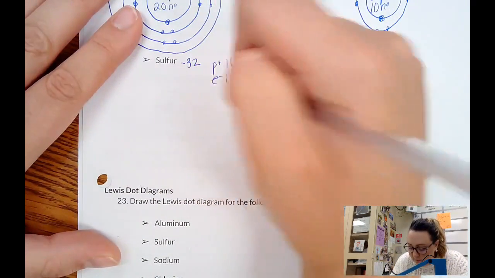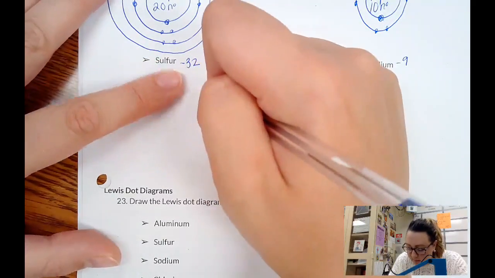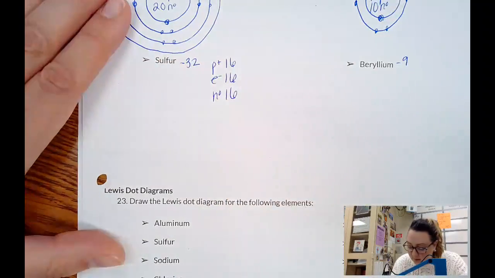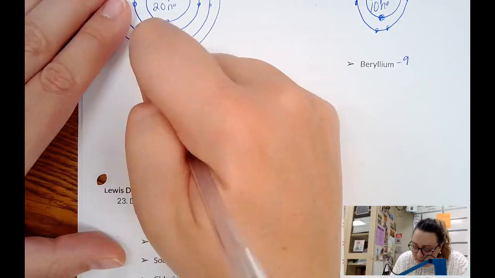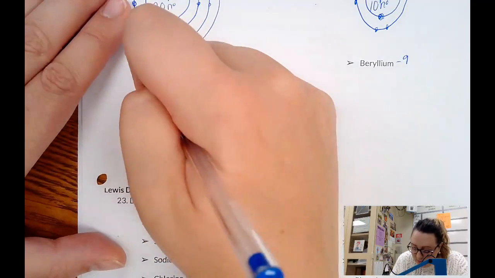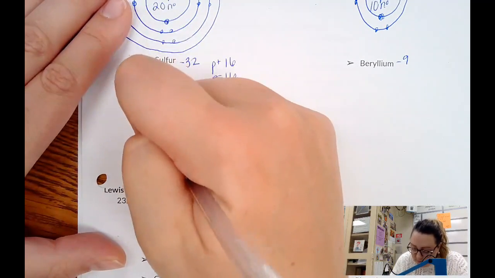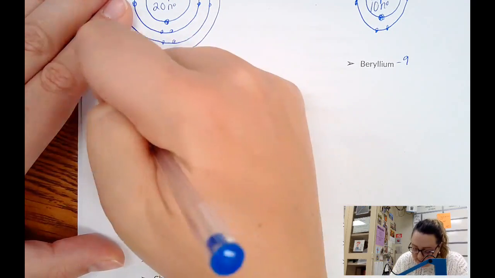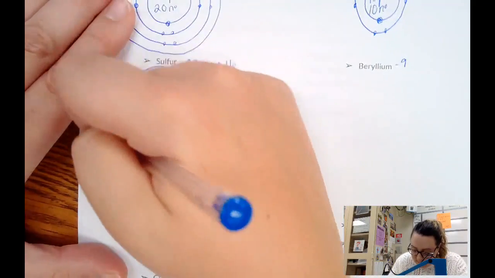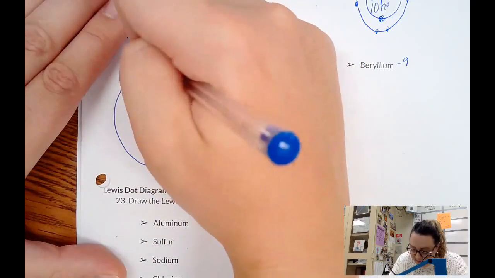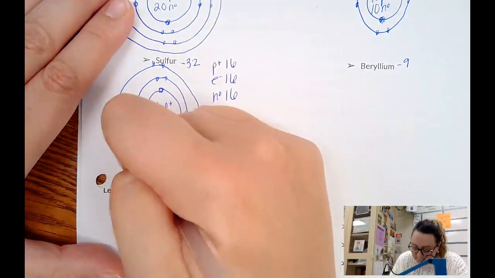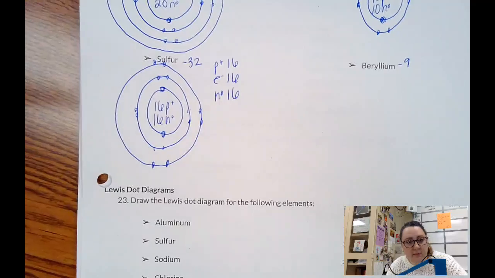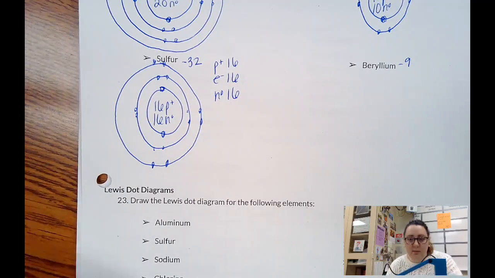Sulfur 32. Sulfur is element 16. It is neutral, so 16 electrons. Neutrons, 32 minus 16, also 16. 16 protons, 16 neutrons. I need 16 electrons. 2 plus 8 is 10. I need to get up to 16. 2 plus 8 plus 6 is 16.